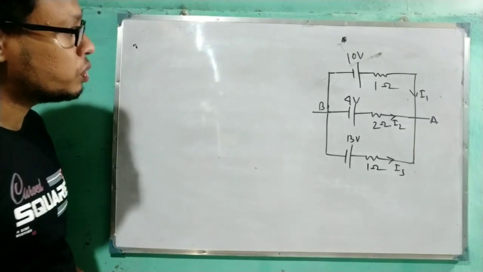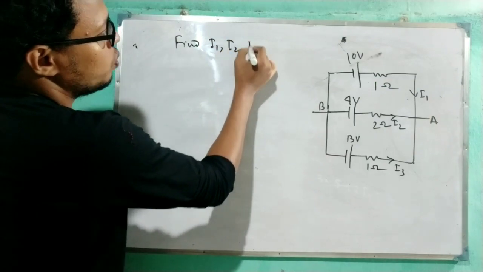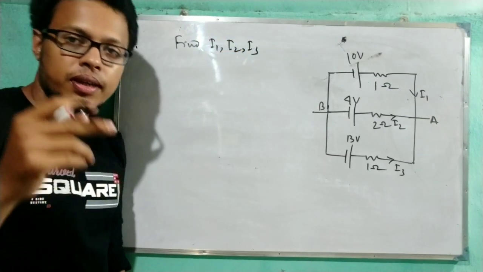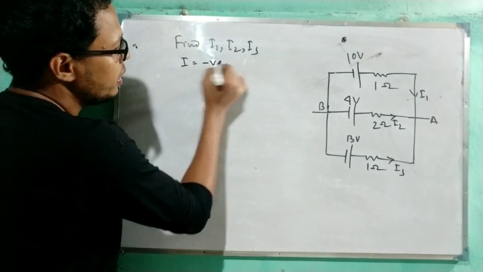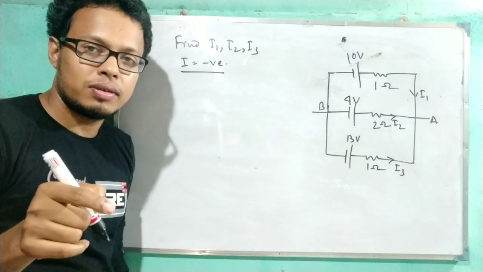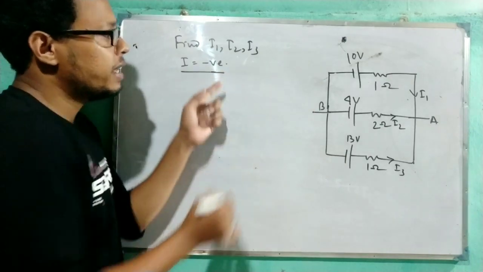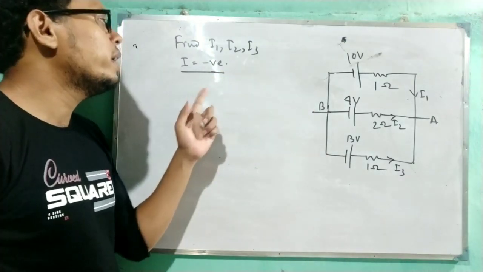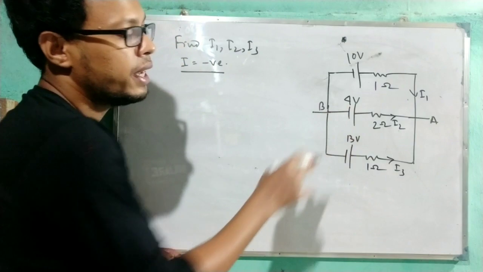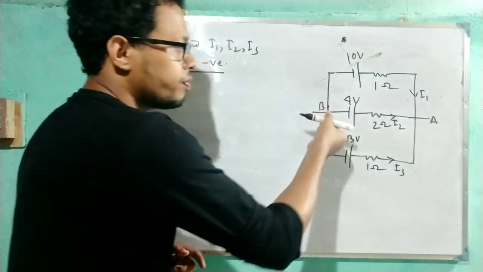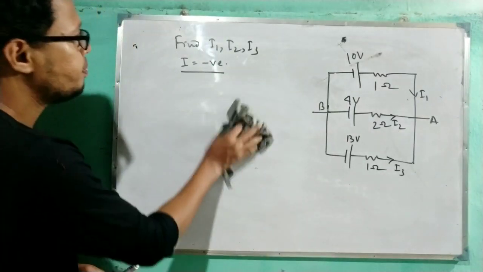Next problem I have chosen here. The question is: find I1, I2 and I3. Before that, I want to say one trick. See, if the current comes out negative, that does not mean it is wrong. The current being negative means the actual direction is opposite to the direction you have taken. Clear? See, if I2 comes negative, it means the current is flowing in this direction. Remember this one.